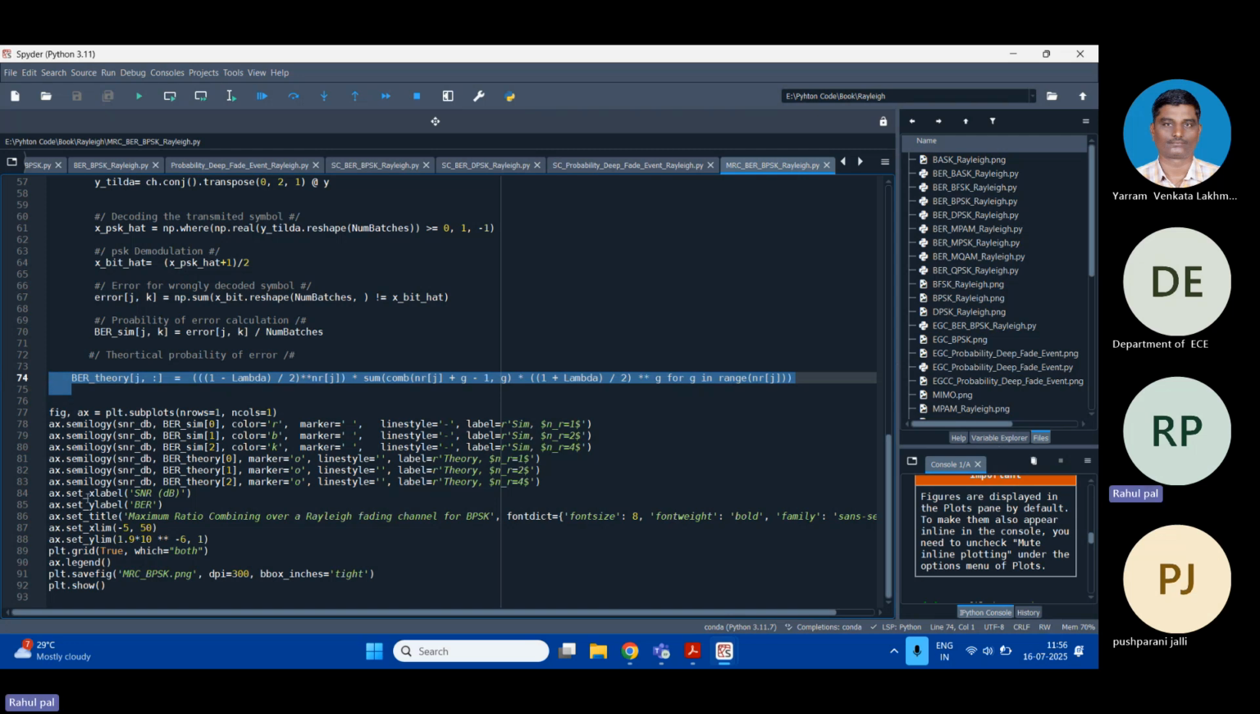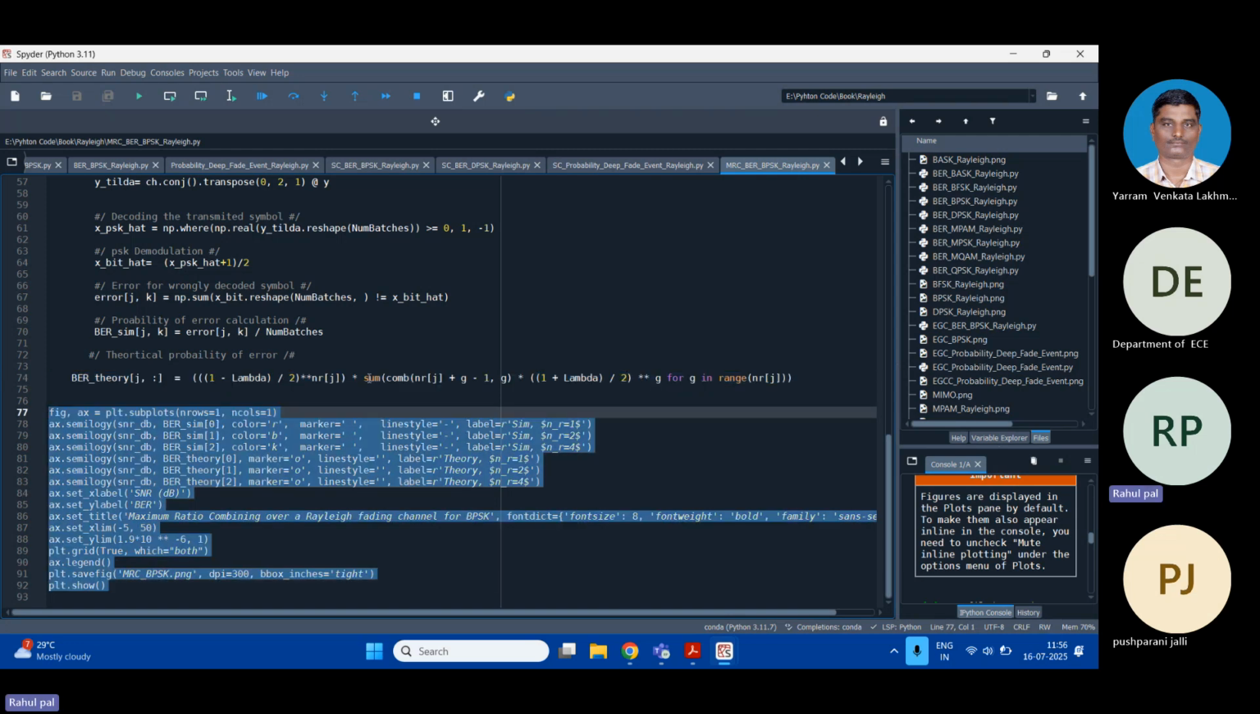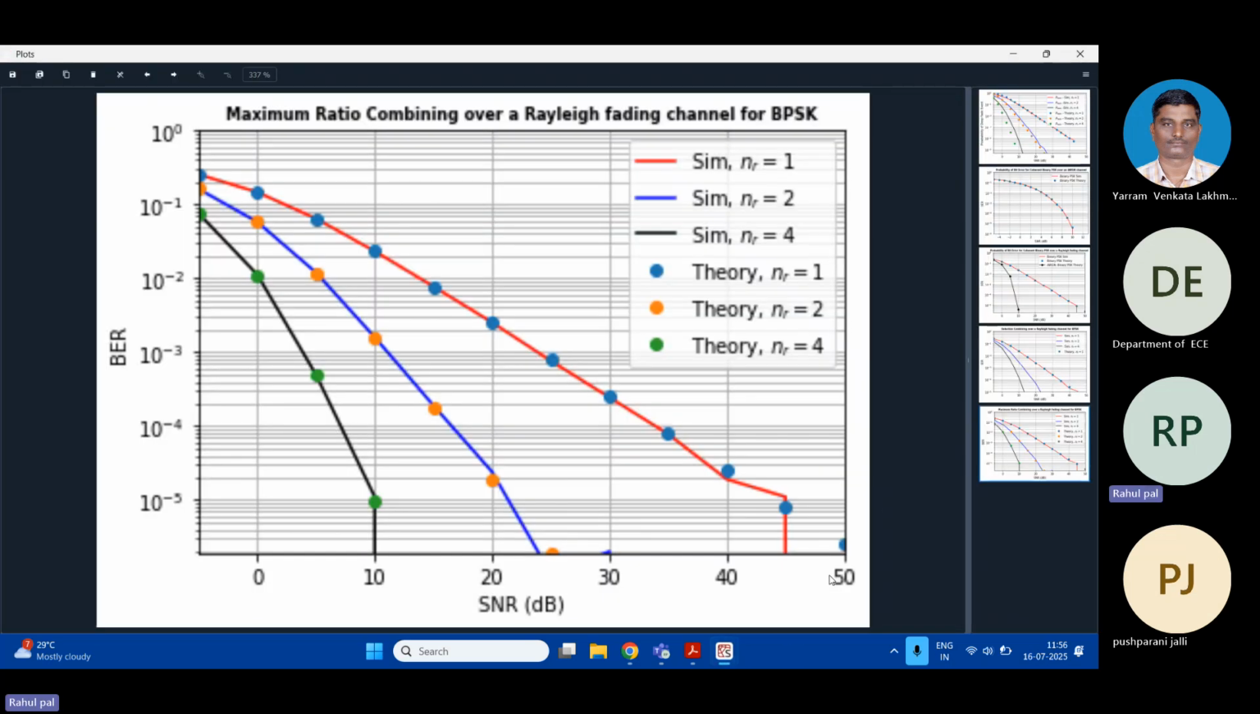The rest of the code is to plot and get all these plots, and these are the final results. Here we have plotted the whole thing. You can see the red line is for the simulation and the blue circle is for the theoretical one. All the results, theoretical and simulation, are matching with each other. It means my simulation is correct.